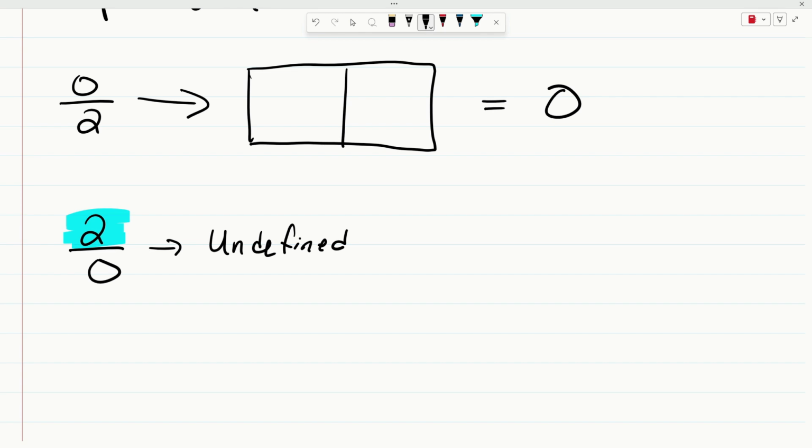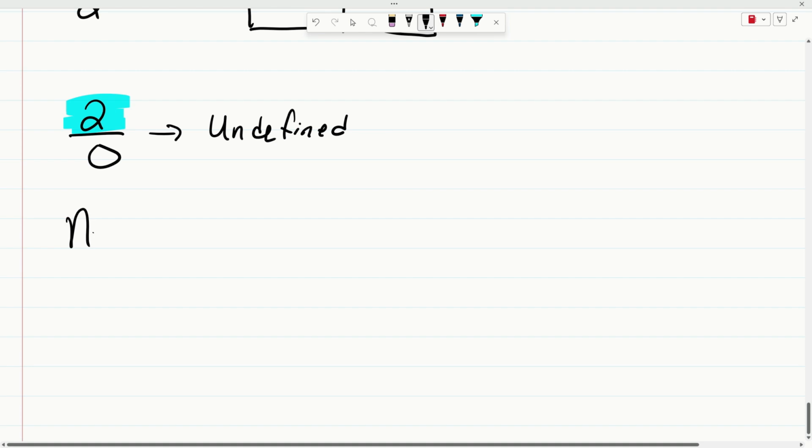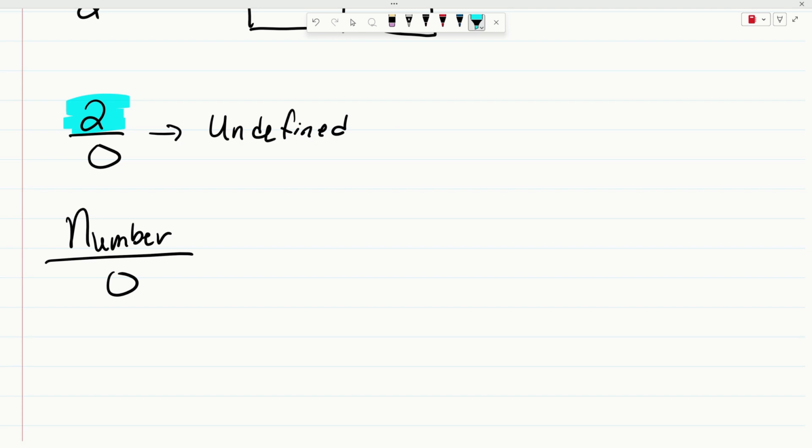So this is the thing you got to remember. A number divided by 0. Look what it spells. N-O. No, you can't do that. That is undefined. Okay? And that's going to be it for this section.